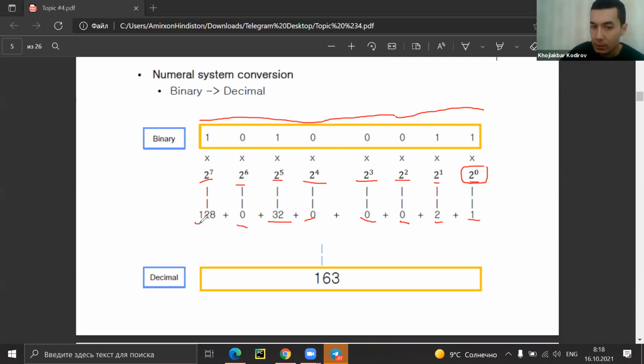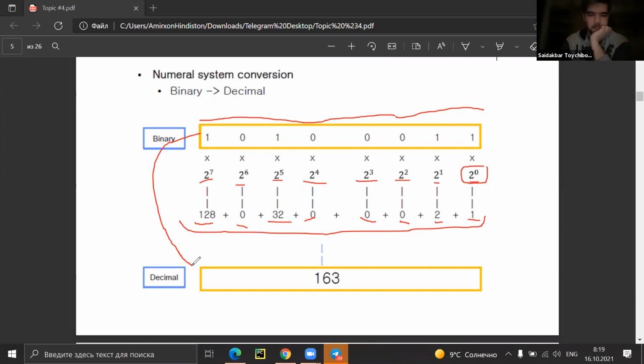I got all these numbers. In order to turn these numbers into decimal, what should I do? I should get the sum of all these numbers. When I get the sum of these numbers, it will be the representation of this number in decimal.